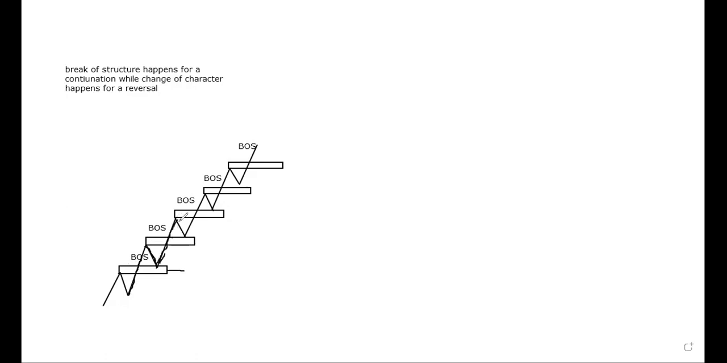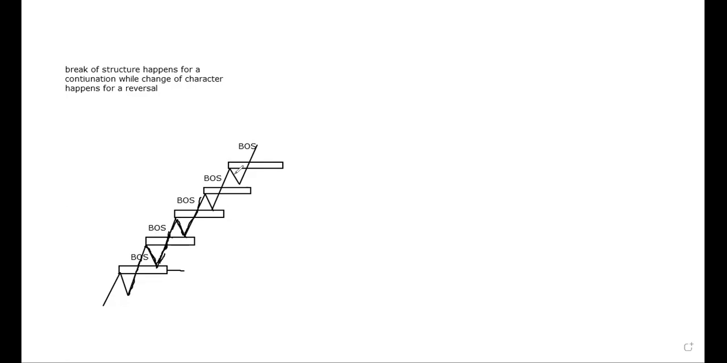Then it comes back again. There was a structure here that was broken by this. Look at it, it breaks that structure. Then the market comes back to retest it, then it moves up again. There was a structure that was formed here also, which was also broken. Then we are expecting a retest, then we see a continuation. You know what I'm saying? So a break of structure is always a continuation pattern.